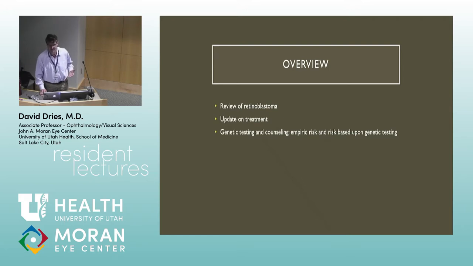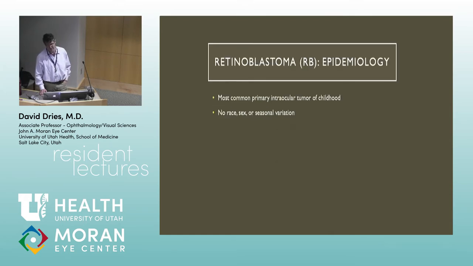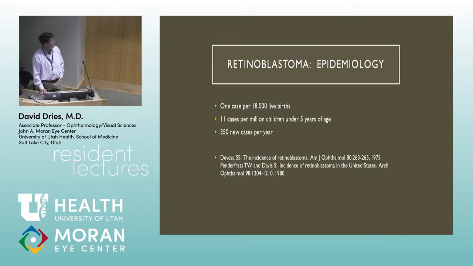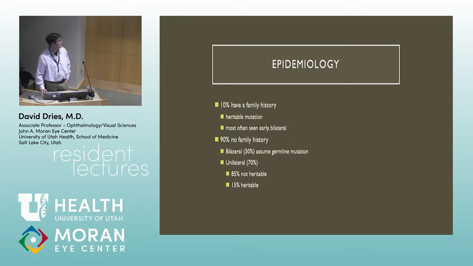about what's the chance the next kid is going to have retinoblastoma? It seems to always come up. And of course, the family wants to know. Retinoblastoma is the most common intraocular tumor of childhood. There's no race, sex, or seasonal predilection. About 350 to 500 new cases per year in the United States as of a couple decades ago. This is kind of interesting. Nine out of 10 have no family history, but you know there's tons of genetics behind this, right?